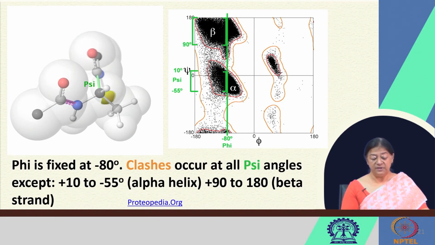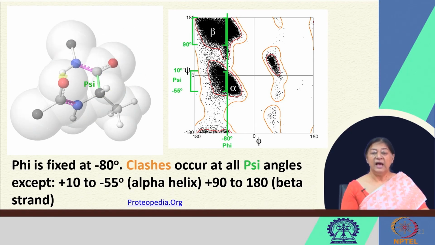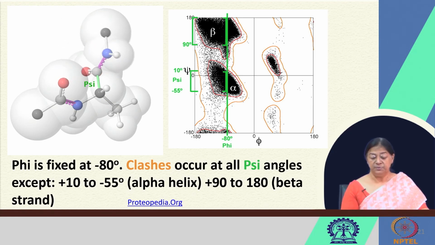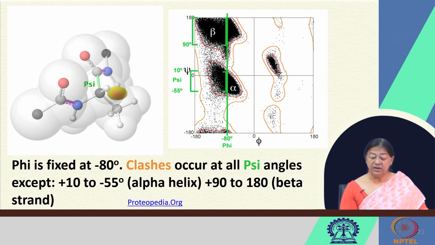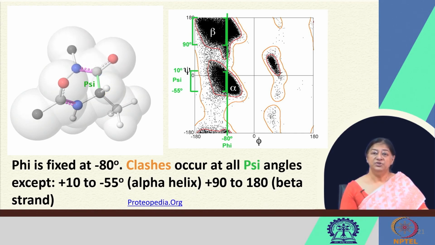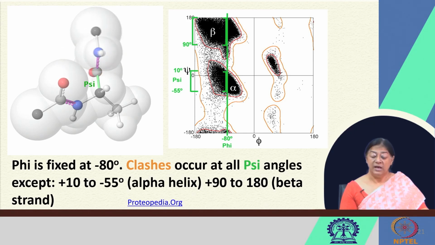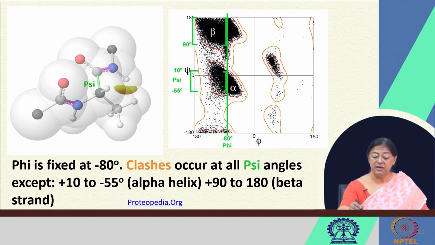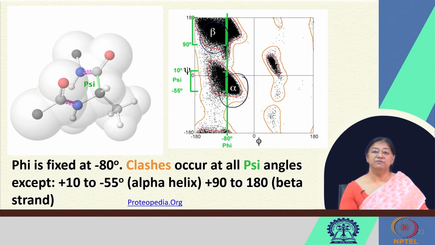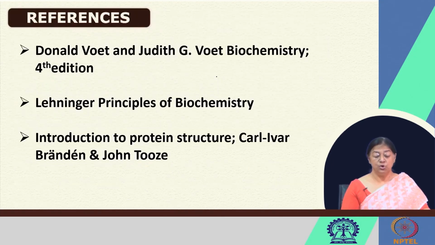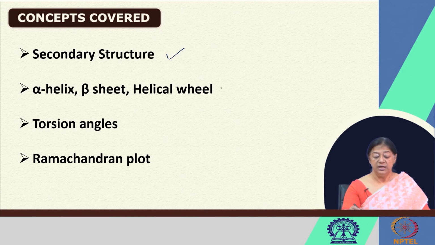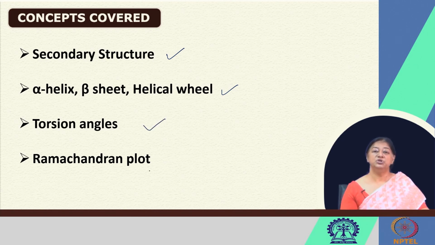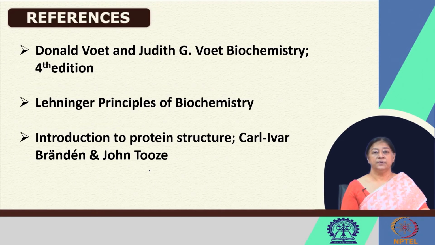So again, we can rotate about the psi angle and see the same distinct possibility, where some regions form clashes and some regions are allowed, and these regions will be allowed for the beta sheet and these regions will be allowed for the alpha helix, the important secondary structural elements of proteins. So what we covered was the secondary structure, the alpha helix, the beta sheet and the helical wheel construction, the specific torsion angles, and most importantly the Ramachandran plot. Thank you.